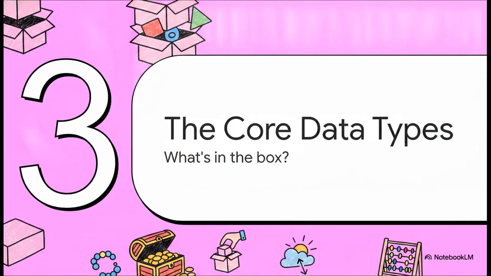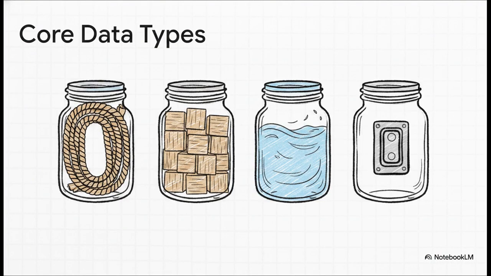All right, moving on to section 3, the core data types. So we have our containers, but what do we actually put inside them? Python categorizes data into different types, and there are 4 main ones you really need to know. First up, strings. This is just text, and it's always enclosed in quotation marks, like the word "hello". Next, we have integers, which are your whole numbers, like 25. No fractions, no decimals allowed there. If you do need a decimal, say for a price tag like 3.14, you use our third type, which is called a float.